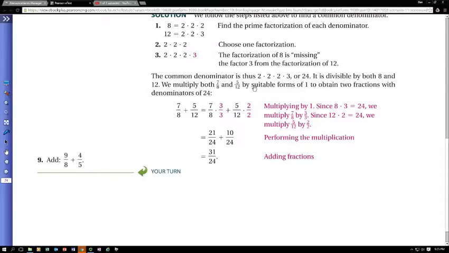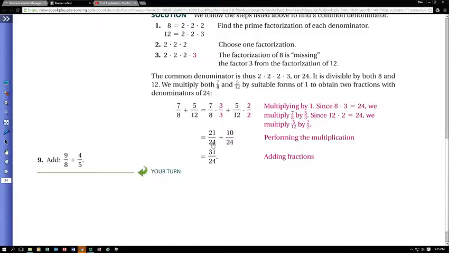Well, 12 is 2 times 2 times 3. The only missing factor to make 24 is 2. So I have to take the denominator times 2. So I need to multiply by 1. So the numerator has to be 2, 2 over 2. But I get 5 times 2 is 10 over 24.